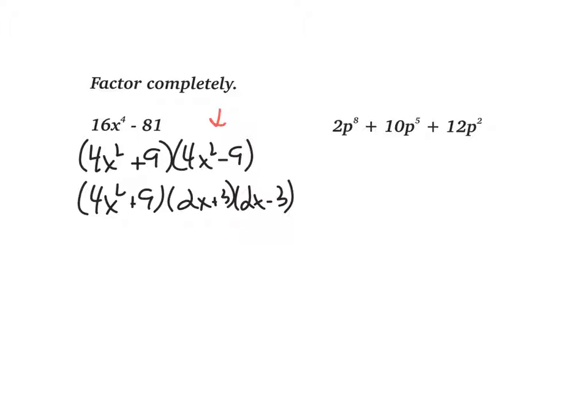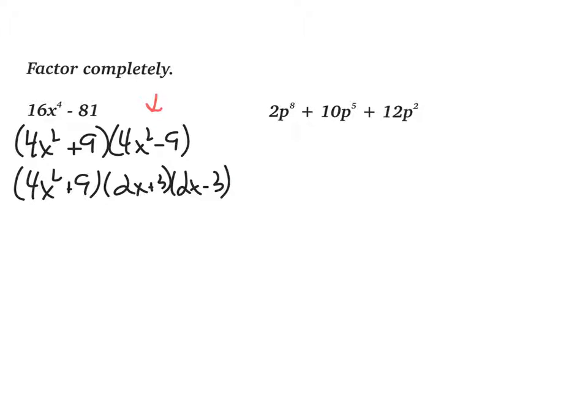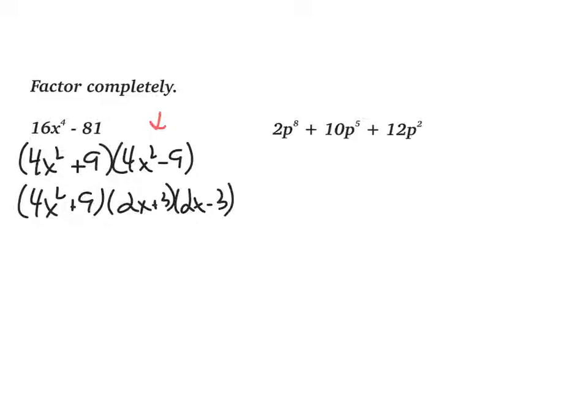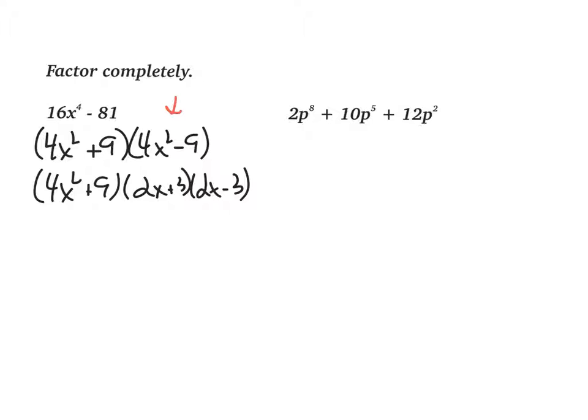All right, the second one, move that over a little bit. The second one has a GCF. They're all even, so take out the 2. Also, they'll have p, at least p squared, so I'm taking out the p squared. That leaves p to the 6th, 10p cubed, and 6. Now, one thing we haven't talked about yet is that's quadratic form.